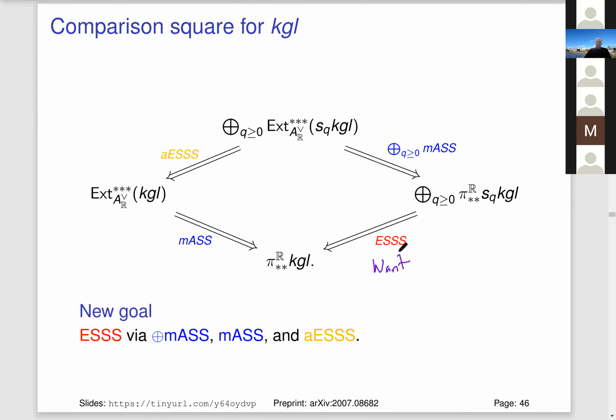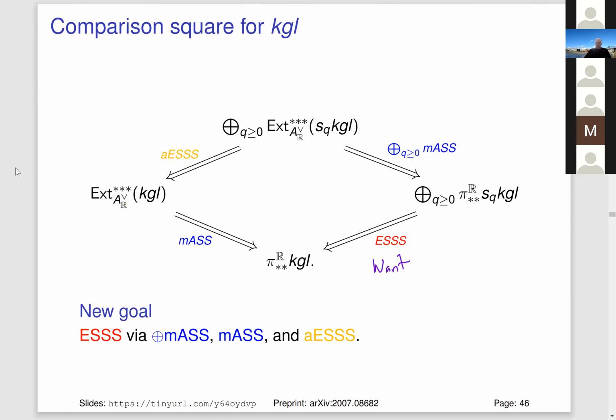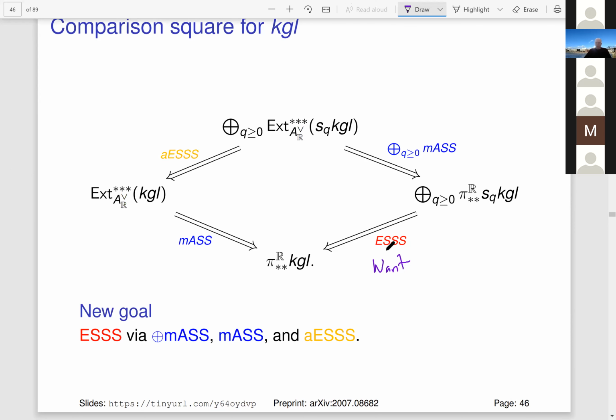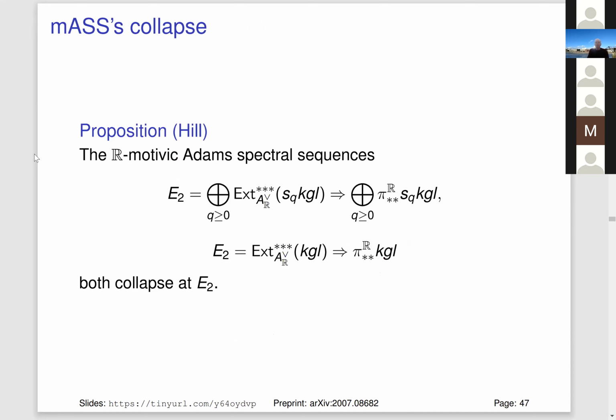The effective slice spectral sequence seems mysterious, so the program is to understand these motivic Adams spectral sequences and maybe the simpler algebraic effective slice spectral sequence. Okay, at this point you might be like, well, this seems like a terrible idea because this is just one spectral sequence, and now you're saying I have to understand 3, so that's dumb. But luckily, there's a proposition of Hill that tells us that all of the motivic Adams spectral sequences in this square collapse. So Hill showed that both of those collapse, and the proof is actually not so hard.